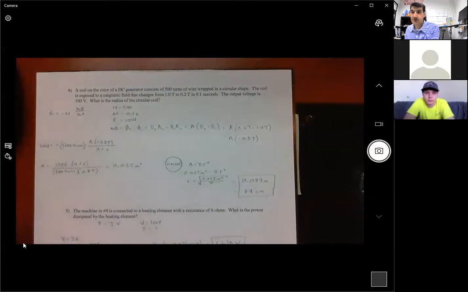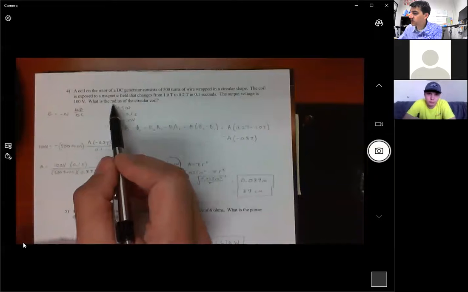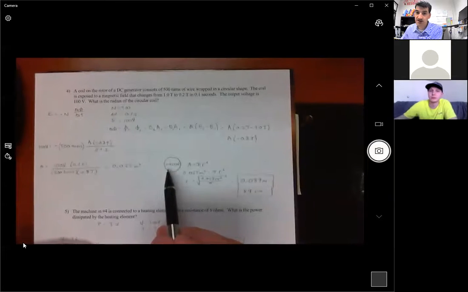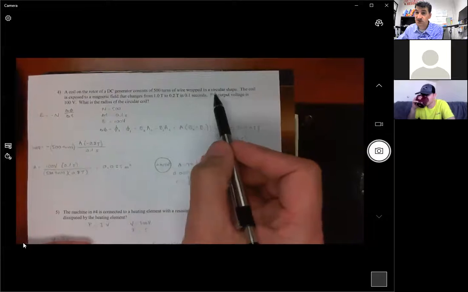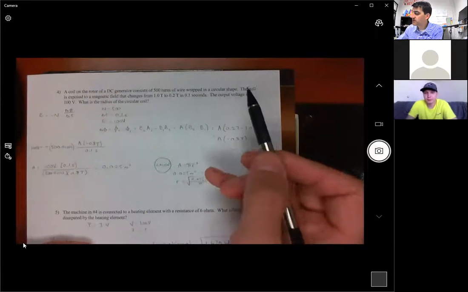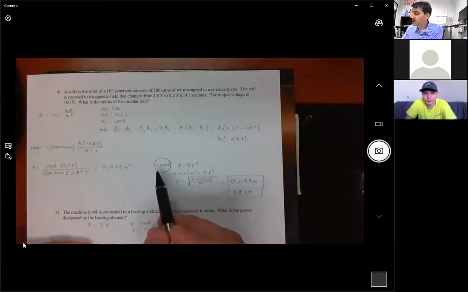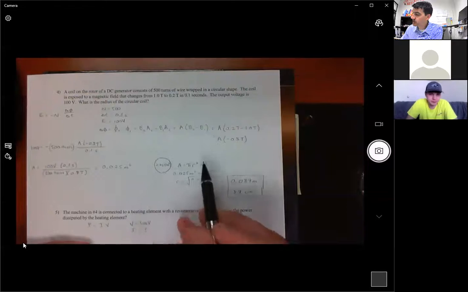Now that's probably the hard part, but it asks for the radius of the circular coil. And we now have the area of the circular coil. Fortunately, it also tells us it's a circle, and we know the area for a circle is pi r squared. So if I know the area of a circle, I can solve for the radius of the circle. So in this case, the area is 0.025 meters squared.